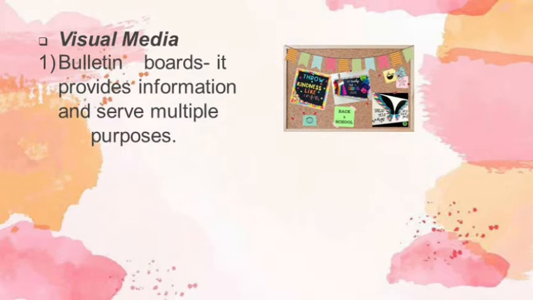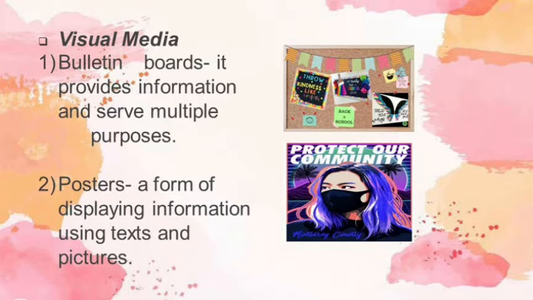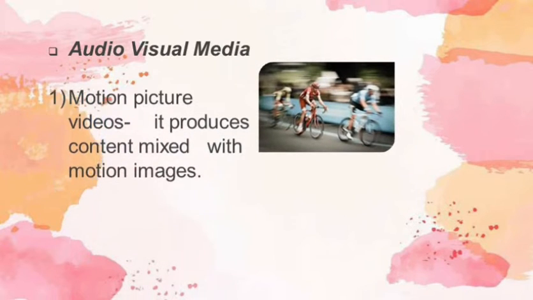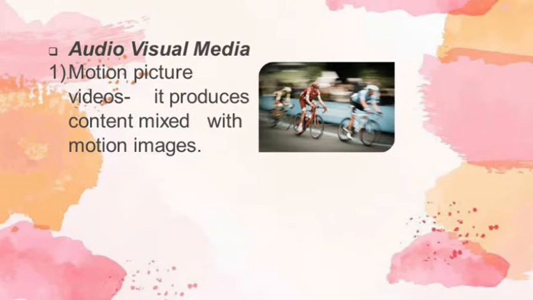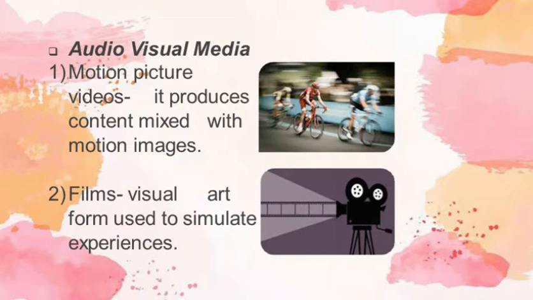Next are visual media. It can be a form of bulletin boards, wherein it provides information and serves multiple purposes. It is also a form of poster. It is a form of displaying information using text. Let's proceed to audio-visual media. It is also a form of motion picture, wherein it produces content mixed with motion images. And films, a visual art form used to stimulate experiences.